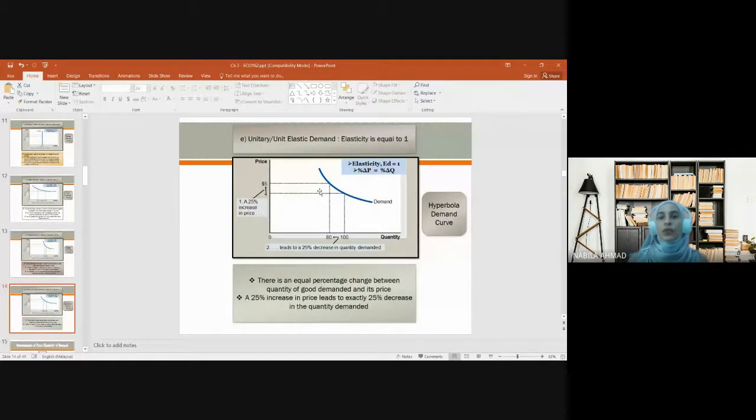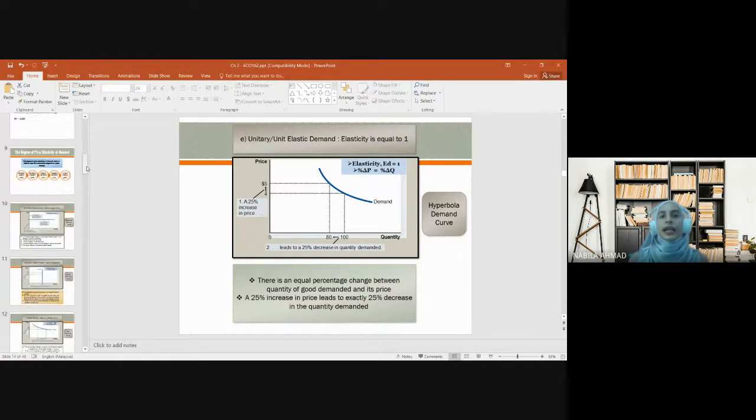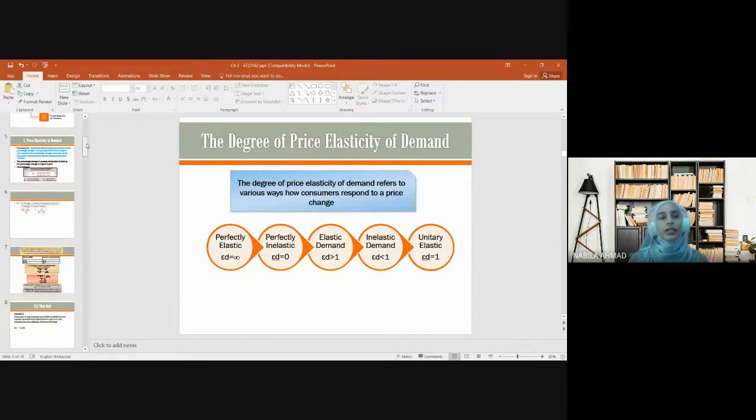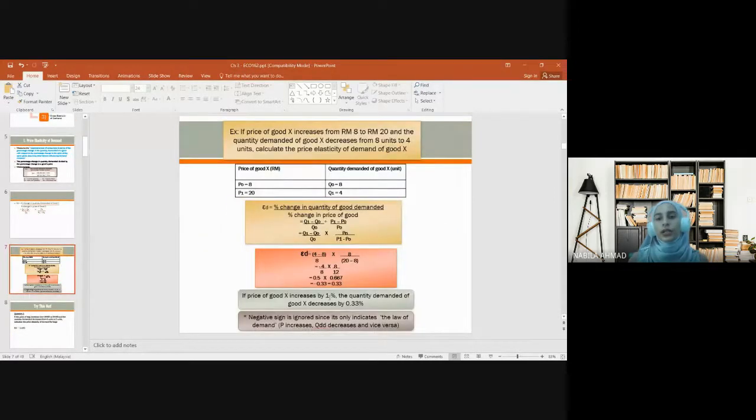And last one is unitary elastic, elasticity equals to 1. So dapat hyperbola demand curve, maknanya change in the price and quantity demanded is in the same percentage. Okay. Jadinya kenapa kita nak tahu degree of elasticity of demand yang ni? Ya, sebab kita nak measure yang kita kira tadi tu. Yang ni kita dapat 0.33. Walaupun ada negatif, kita ignore negatif.